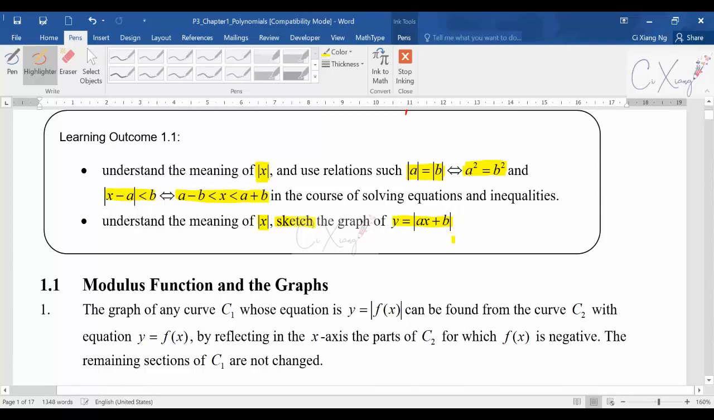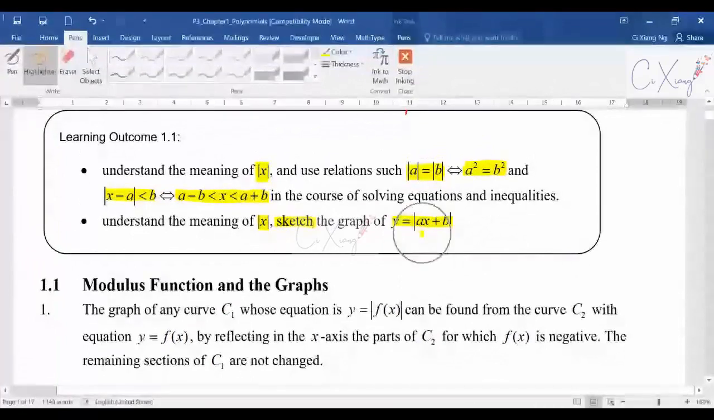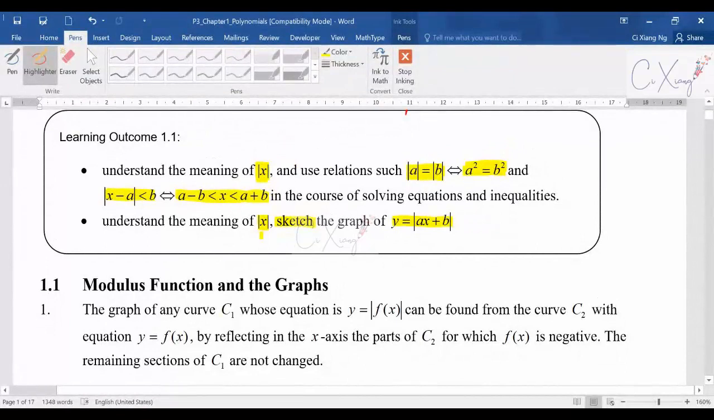For this particular video for today, we are going to focus on this one: how to sketch the graph, and also what is the meaning of modulus x. How we use all these concepts to answer questions, we are going to cover maybe in the next video.